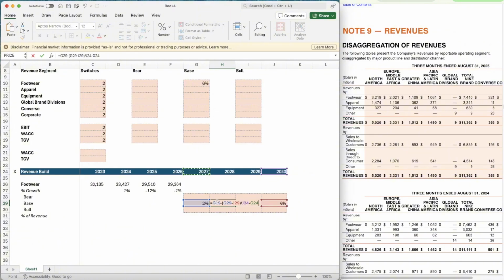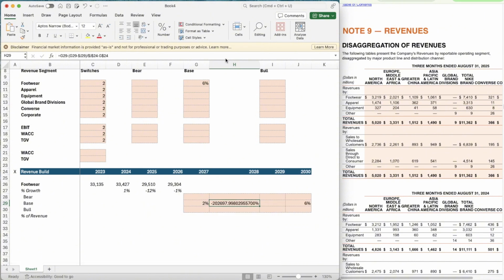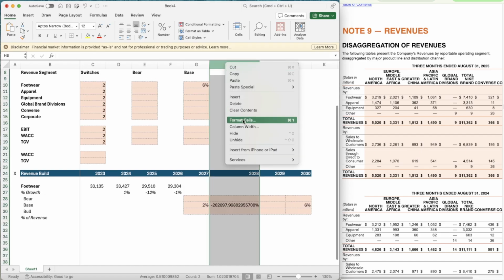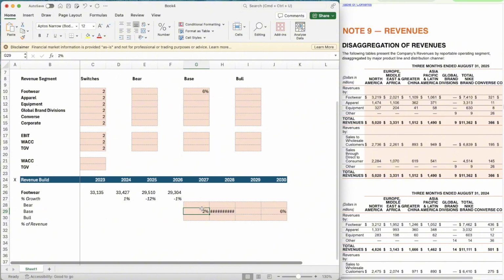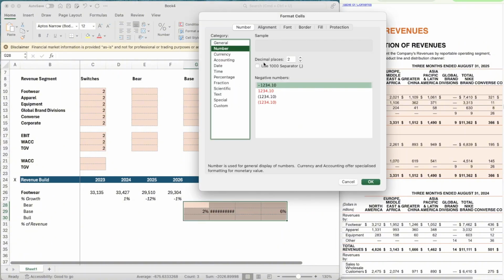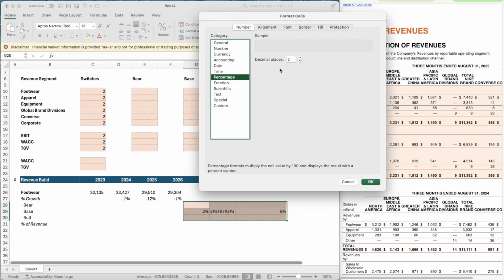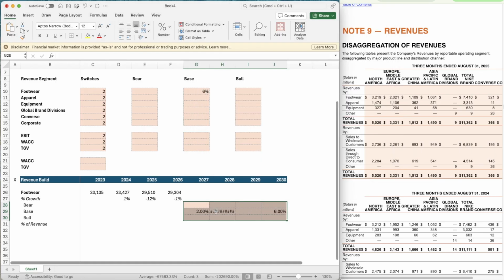So let's see what we need to lock in here. We always need to lock in this column, but not the row, because when we copy and paste, we want it to adjust. The 2030 is always locked in, then it's always the row locked in here. Oh, it always does that. Column width, put it back to 10. Let's make this 2 decimal places, or percentage 2 decimal places. There we have it.